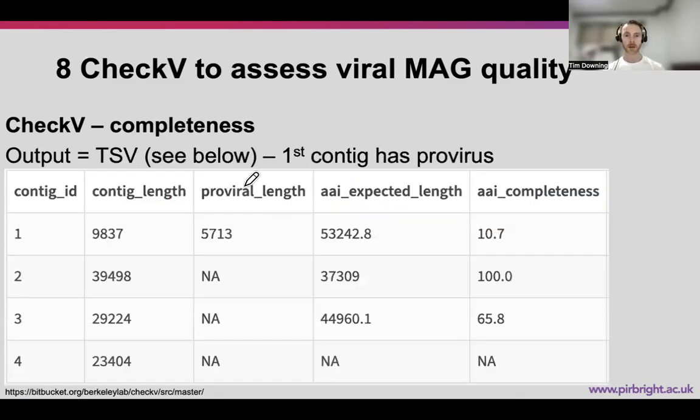For the completeness, in our example data from the CheckV website, you can see here that we have a certain expected length for the first contig, and its completeness is relatively short compared to the total expected length. Whereas for the second contig, the actual length is longer than the expected length, indicating that it's more than complete, and possibly has repeats inside there.